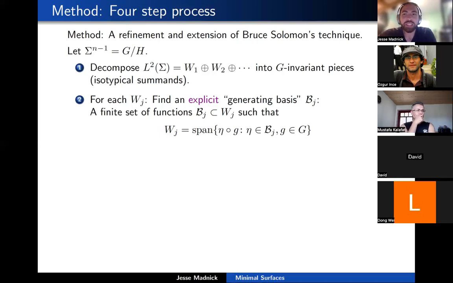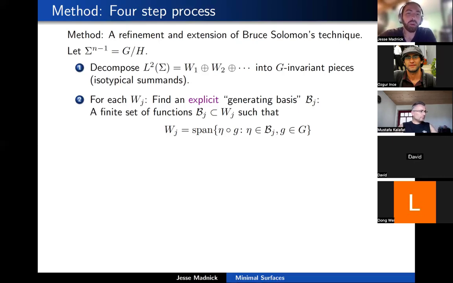But to do that, you need a basis. If you just take some random basis of W1 or W2, it's going to be a nightmare. You don't want to take a basis for the whole Wj. Fortunately, you just need a basis of a very small subspace of Wj. We're going to call this a generating basis. I'll be more explicit later. But this generating basis, B sub j, is not a basis of Wj. It's a basis of a very small subspace. And the point is that by G invariance, this is enough.